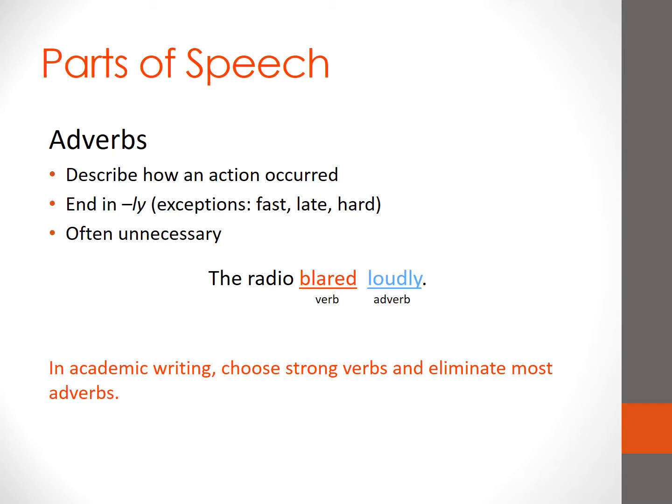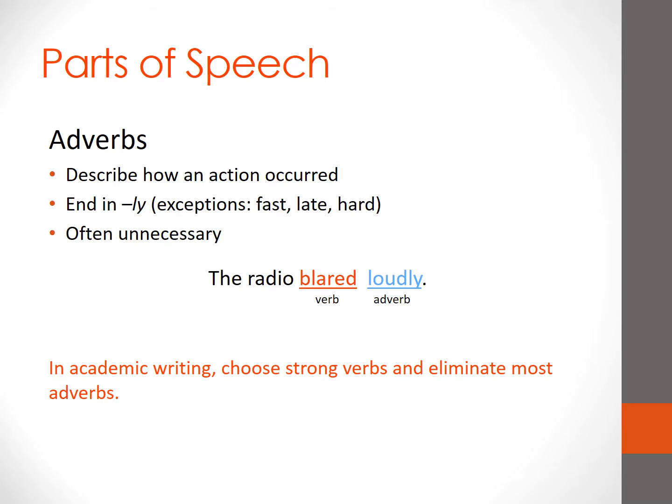Adverbs. Adverbs describe how an action occurred. Adverbs usually end in "ly," although there are a few exceptions, such as fast, late, and hard. Those are adverbs, but they do not end in "ly." For example, we don't write, he ran fastly, or she arrived lately, or she hit the ball hardly.